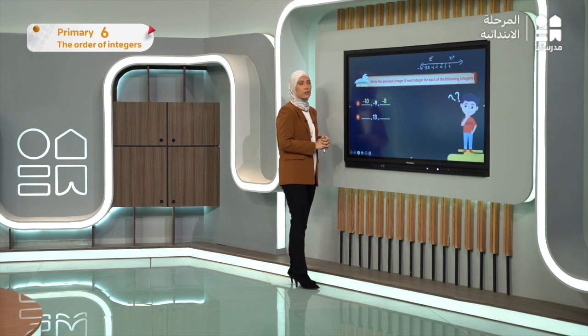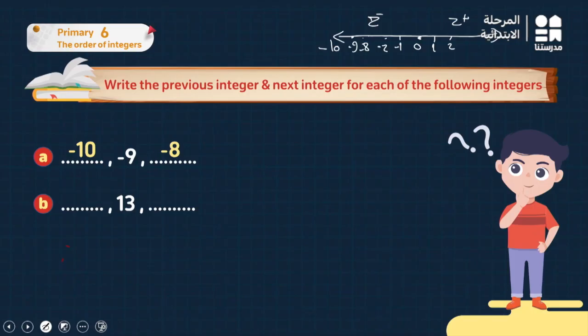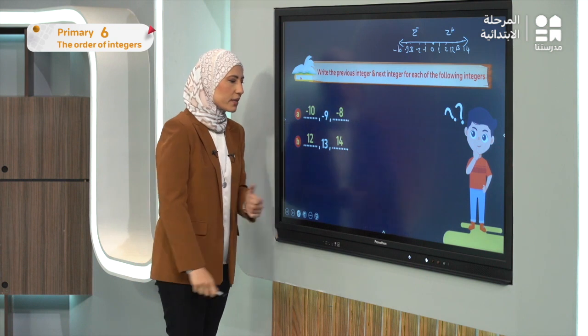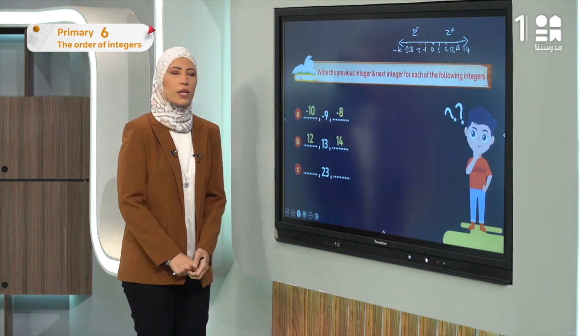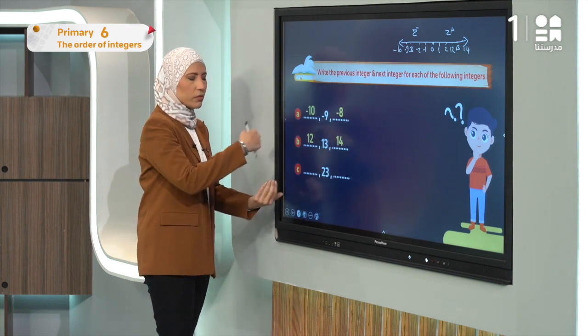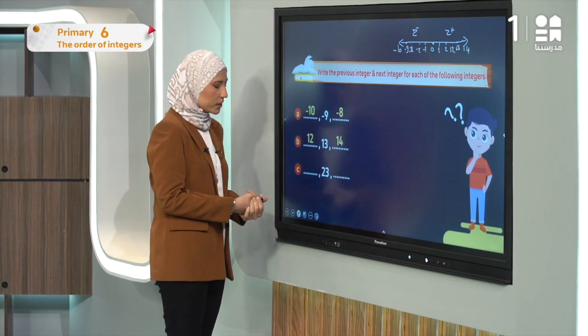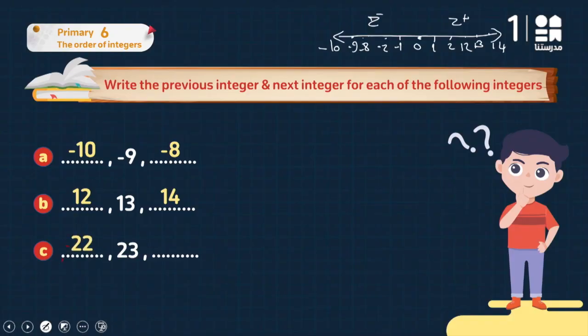I have 13. For example, if I'm moving in this direction, it's 14. And here it should be 12. Okay? So in these dots I'll write 12, and the second dot will be 14. So previous is 12 and next will be 14. Then C: I have 23. What's the previous of 23 and what's the next of 23? It will be 22 and 24.